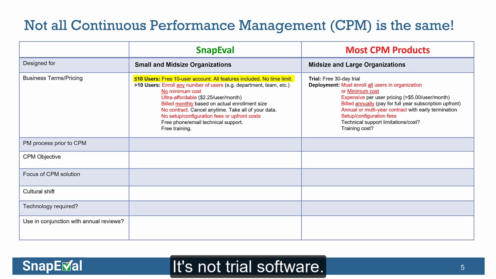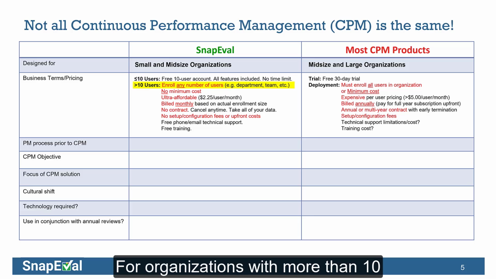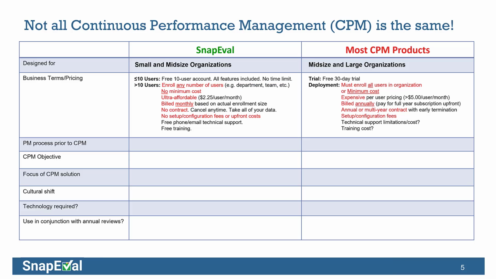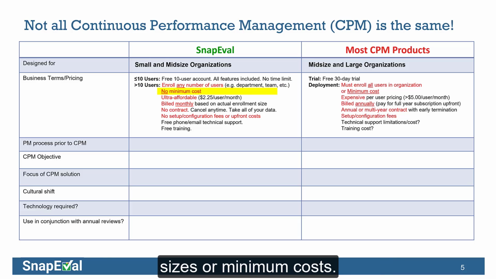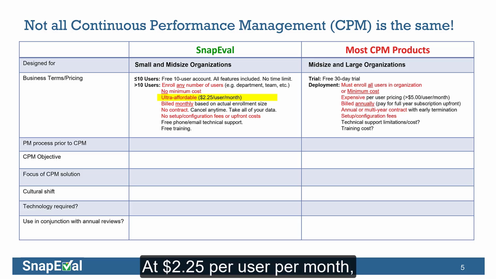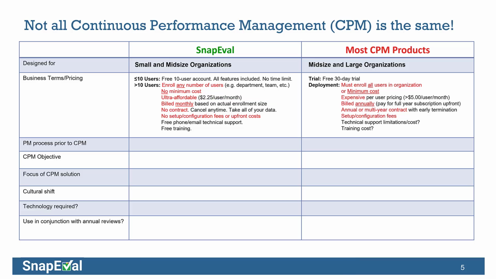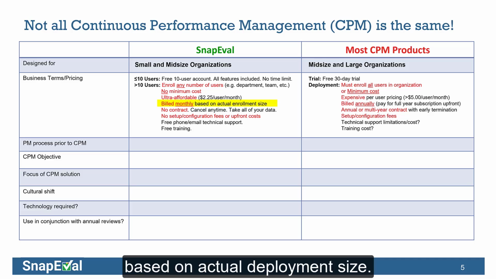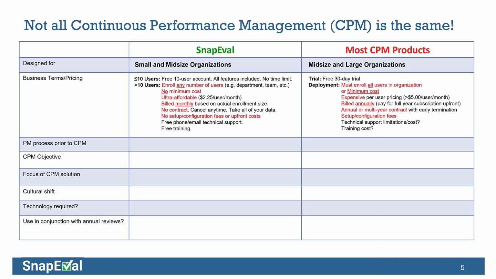It's not trial software. For organizations with more than 10 users, SnapEval can be deployed to any number of users, such as a team, a department, or the whole organization. There are no minimum deployment sizes or minimum costs. At $2.25 per user per month, SnapEval is ultra affordable. The cost is billed monthly based on actual deployment size.